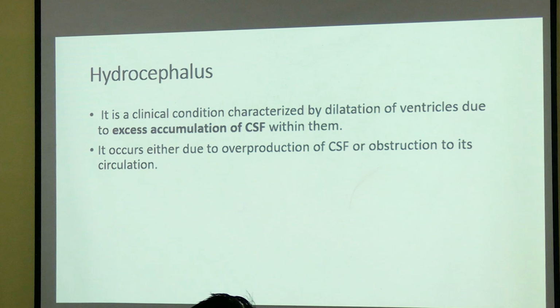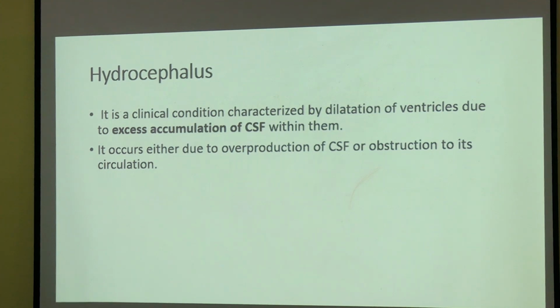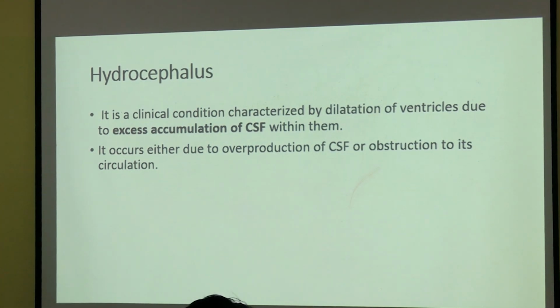Finish. The next one is hydrocephalus. It is a clinical condition characterized by the dilation of ventricles due to the excess accumulation of CSF within them. It occurs either due to the overproduction of CSF or obstruction to its circulation. There is one important topic called CSF circulation. Later they will discuss it in the gross part. That time you will get to know. Right now remember, the excess accumulation of CSF will lead to a condition called hydrocephalus.